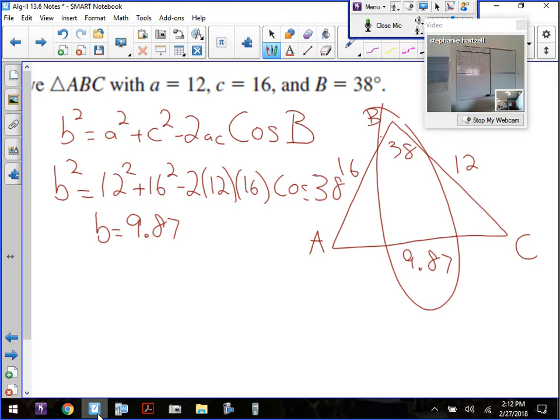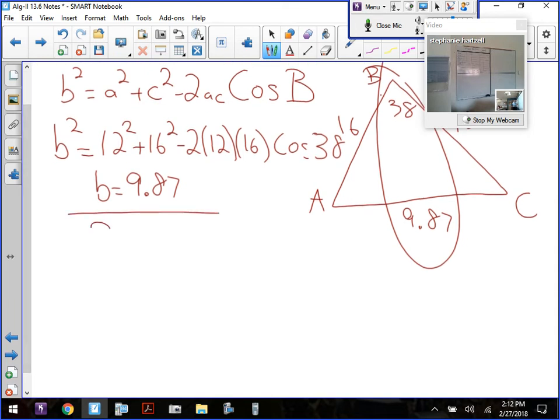What I want you guys to get in the habit of doing as you're going through law of cosines is, even though you start with one angle in this case, find the largest of the other two angles that are left. Or if you have all three sides, you always find the largest angle first. Of the two angles that are left, A and C, which of them is going to be the larger? C. Okay, bueno. So I'm going to set up and use law of sines to find C next. So we have sine of 38 is to 9.87, sine of C is to 16.